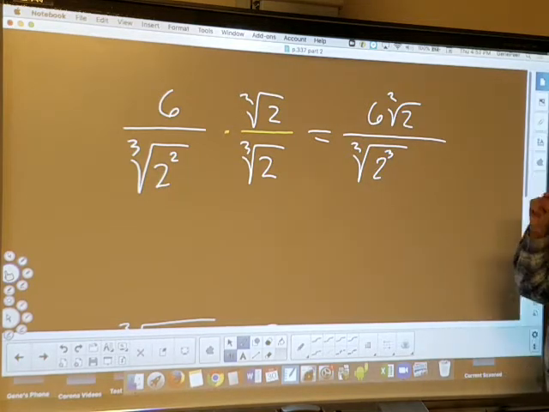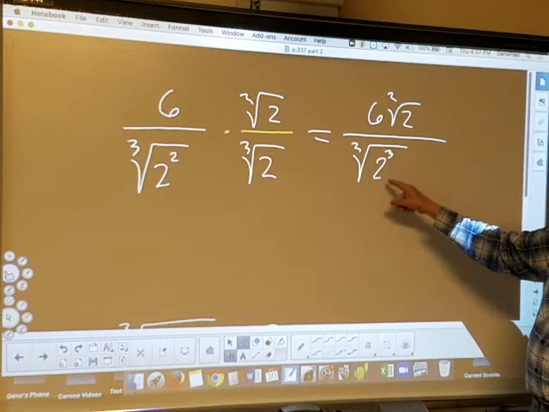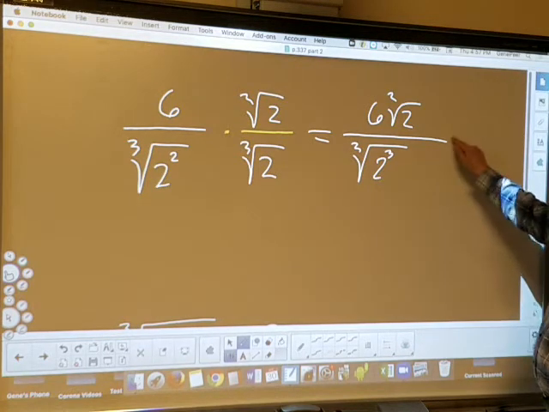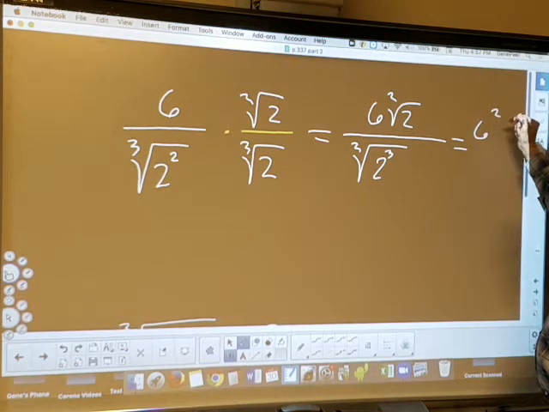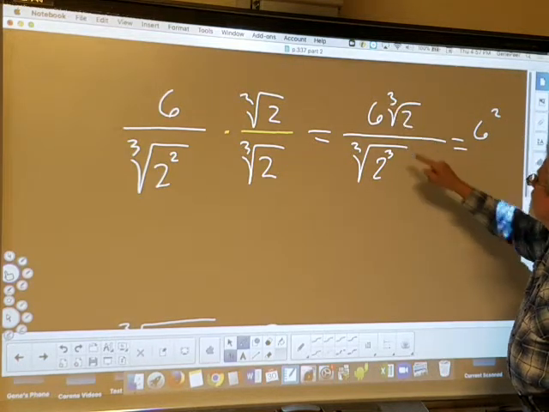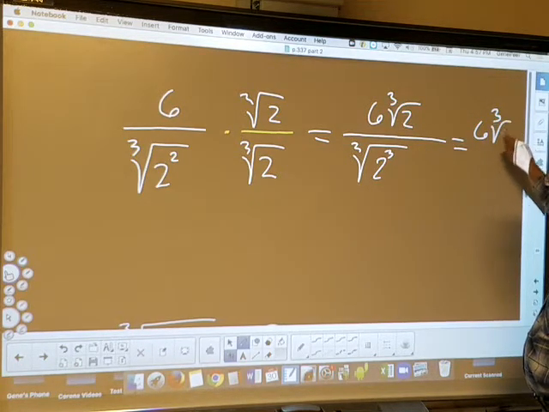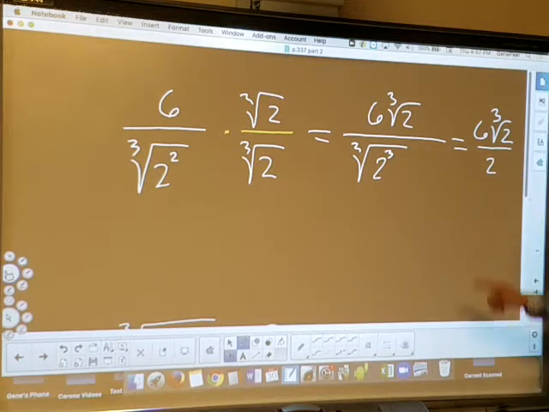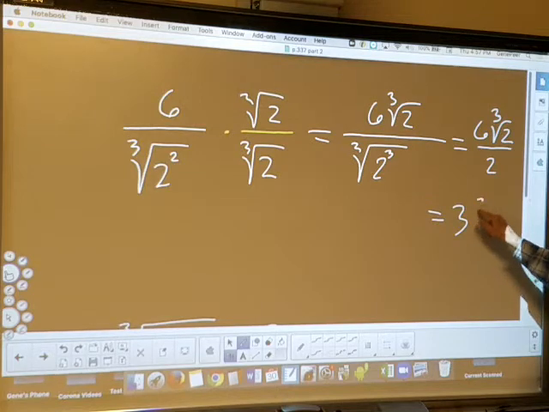Alright. Well, what's the cubed root of 2 cubed? It's just 2. We're done. 6. Oh, that's a 3, sorry. 3 cubed root of 2 over 2. Oh, but we have to reduce the 3 over 2. Actually, 6 over 2 is 3 cubed root of 2.